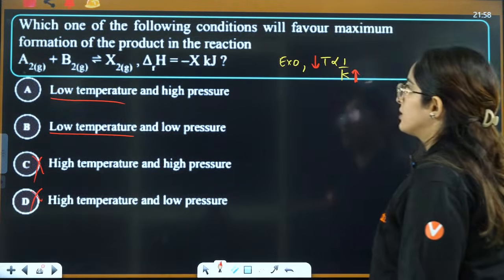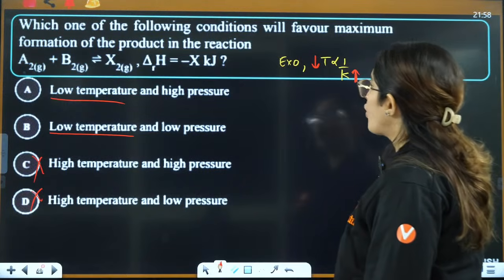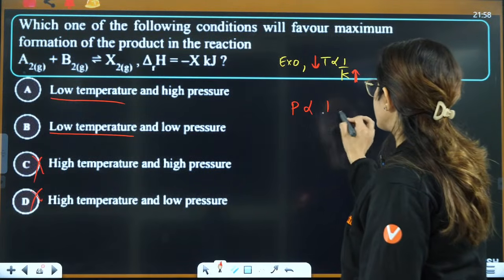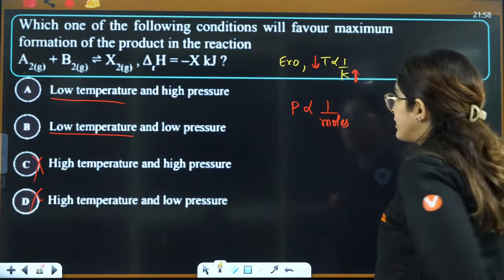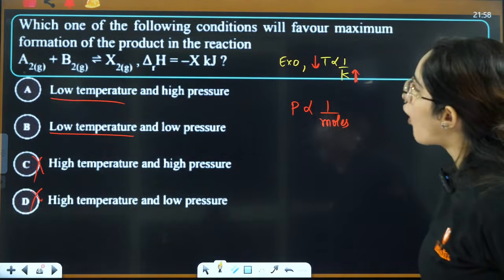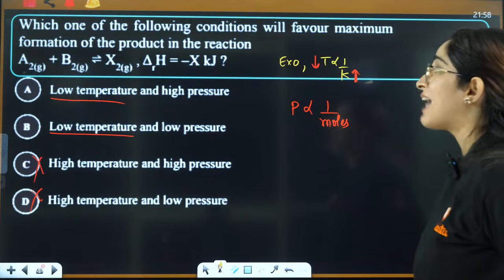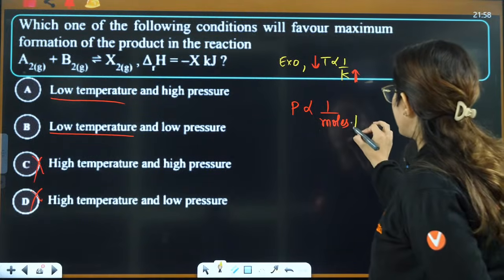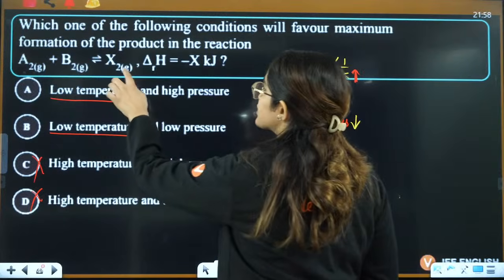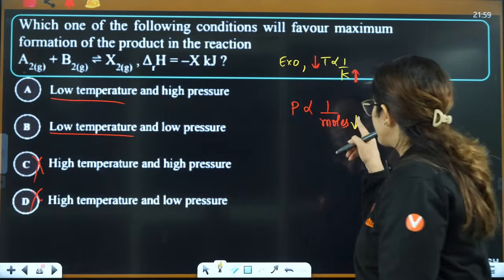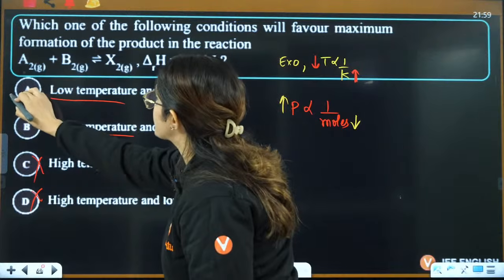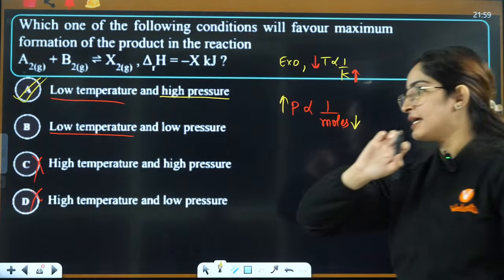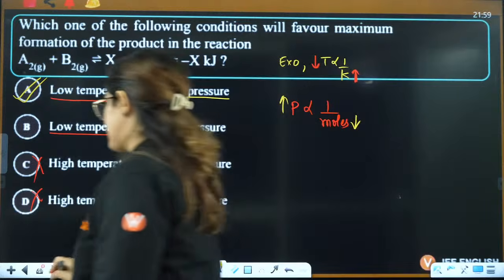Then pressure. So pressure and moles are also inversely proportional. If you want it to go in the forward direction, it should go in that direction where the number of moles are less, because in the forward direction the number of moles are less. If moles are less, then pressure should be high, that means high pressure. So E is the correct answer here, right?